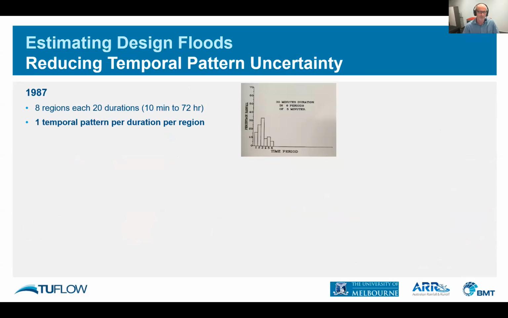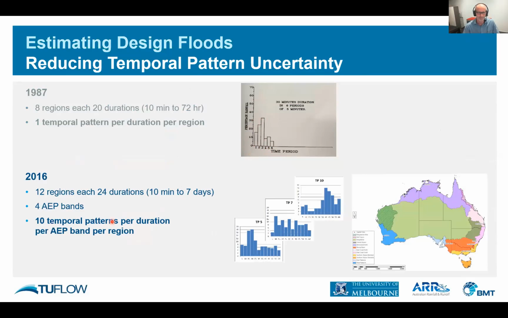How does it work? Well, in '87, we just had these temporal patterns, one temporal pattern per duration per region. In 2016, we have moved to a few more regions, and we've also recognized that how rain falls for a major flood might be quite different to how rain falls for a minor flood. So they've got 4 AEP bands, and then for each region, for each AEP band, for each duration, there's 24 durations. There are 10 temporal patterns.